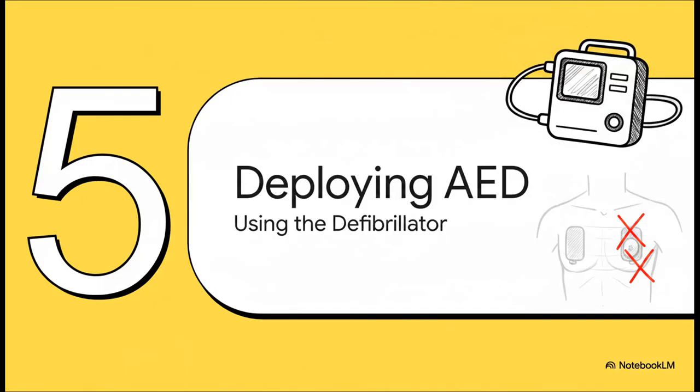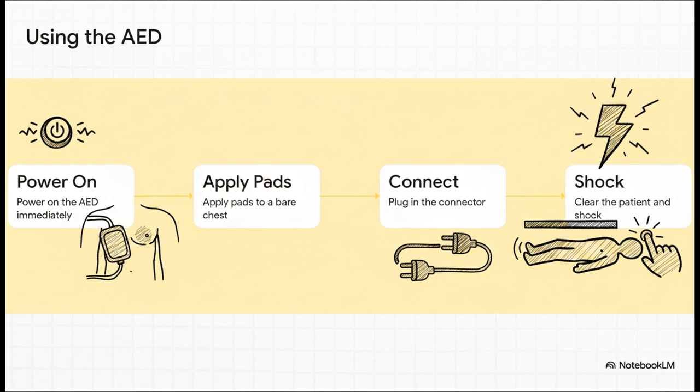Moving to step 5, deploying the AED defibrillator. Now, the external part of that name is key. You've got to make absolutely sure you never place the AED pads directly over an internal, implanted pacemaker. You can usually spot those pretty easily as a small, elevated bump right under the skin. The exact second that AED arrives on the scene, you initiate this sequence.